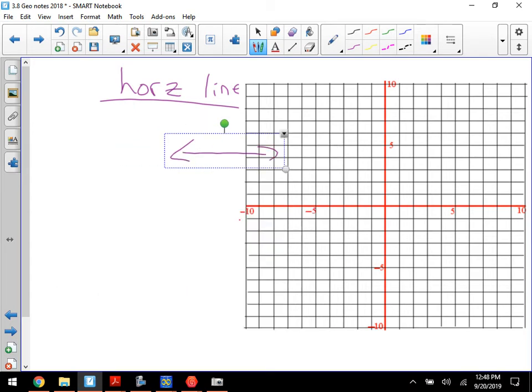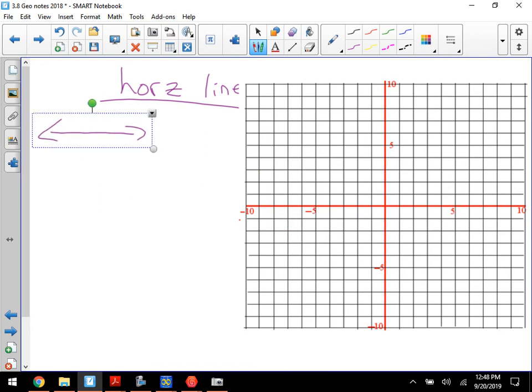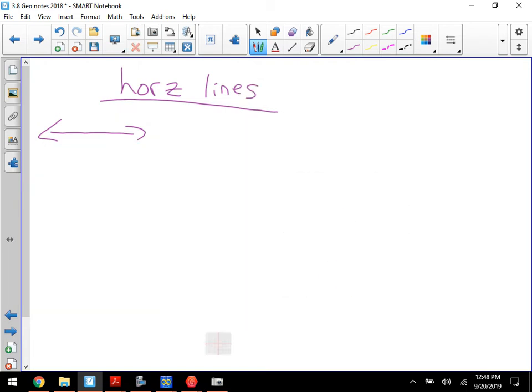Bring the front. What value doesn't change with a horizontal line? The y value. The y value never changes for every horizontal line. It just moves left and right. When you're moving left and right, you're changing your x values. Your y values never change. That means then, like we said earlier, every horizontal line has the same equation.